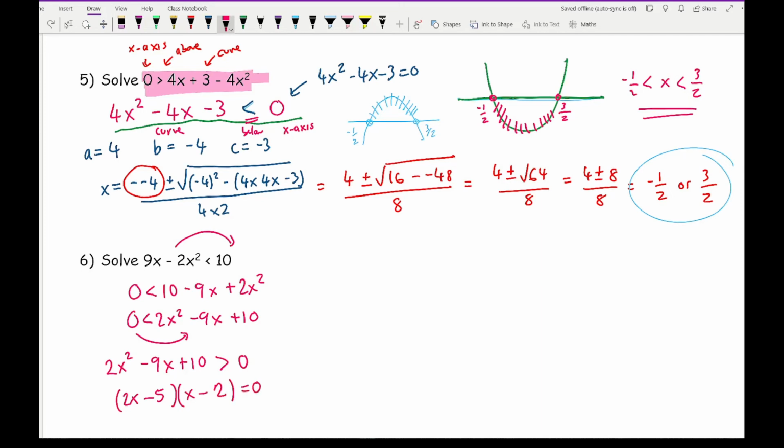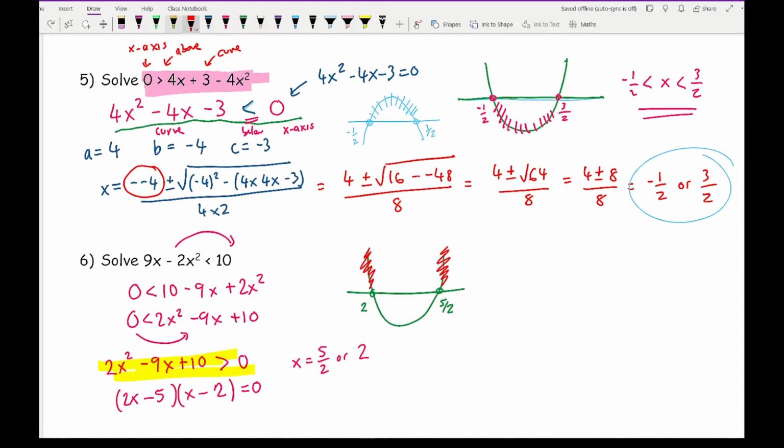So from this, my two solutions are going to be x equals 5 over 2 or positive 2. Now looking at this equation here, not the original, if I sketch this, I'm going to end up with a positive parabola. My two values are the smaller one first, which is going to be 2, and this one's going to be 5 over 2. And I'm wanting the region where it's above the x-axis.